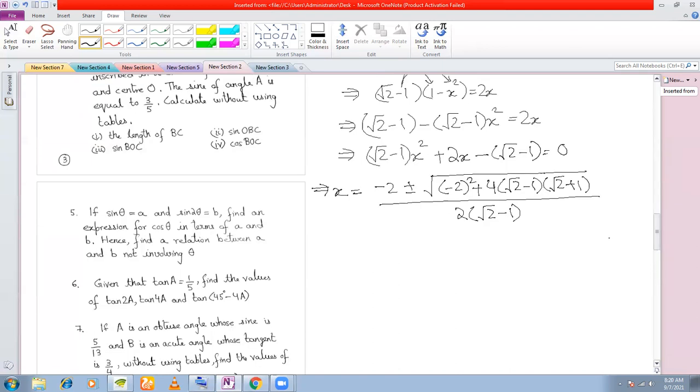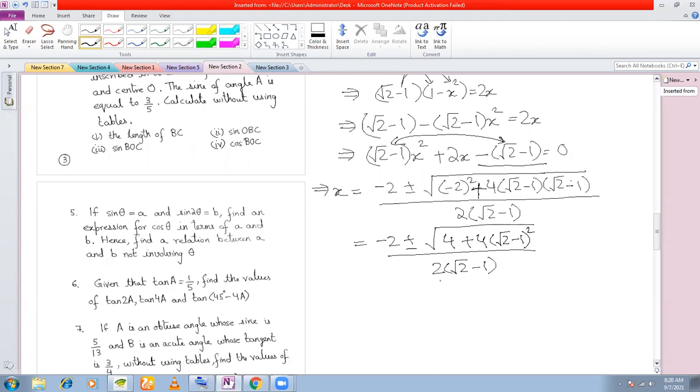So now what you are getting here? Okay, this is also root 2 minus 1. This is not root 2 plus 1. Because both here are A and C. Both here are root 2 minus 1. Except C is minus root 2 minus 1. That is why this sign became positive. So therefore minus 2 plus or minus root over of this is 4 plus 4 times root 2 minus 1 square divided by twice root 2 minus 1.